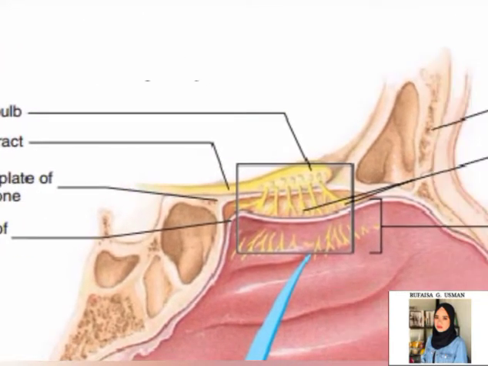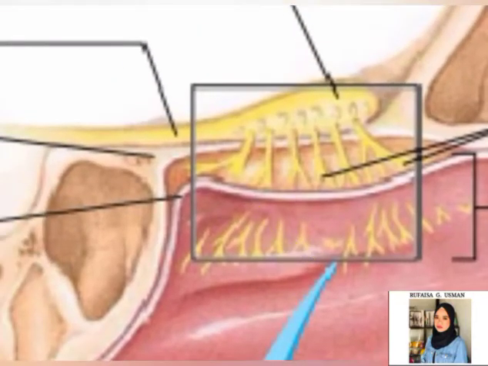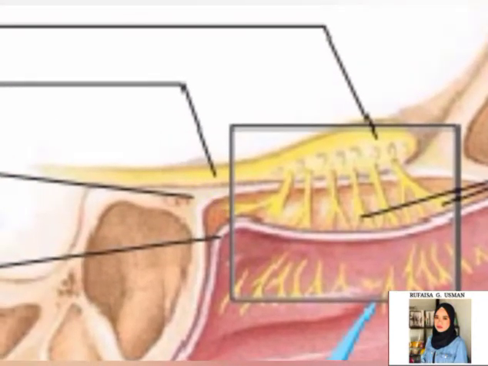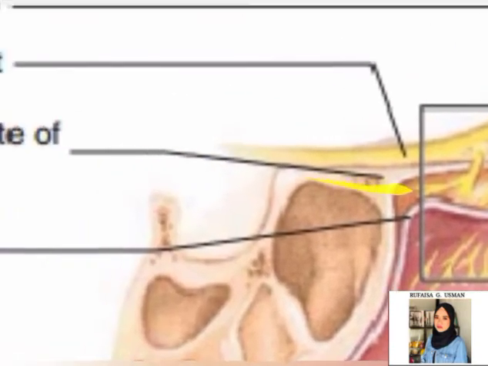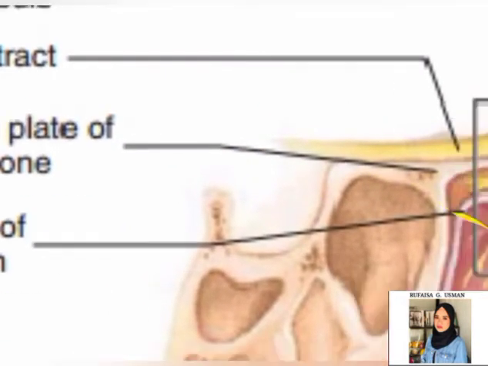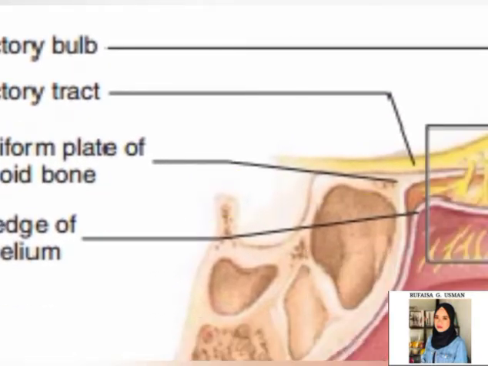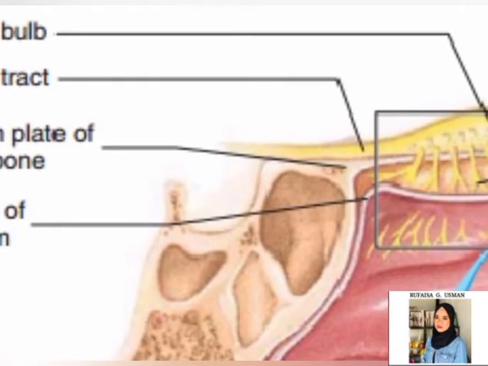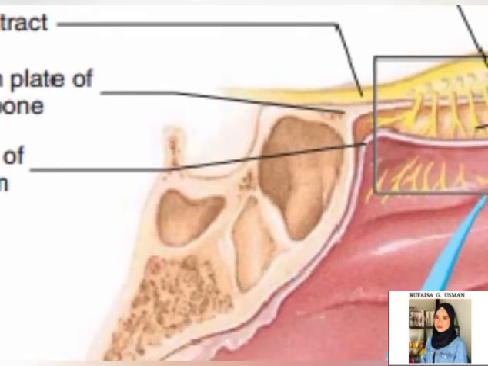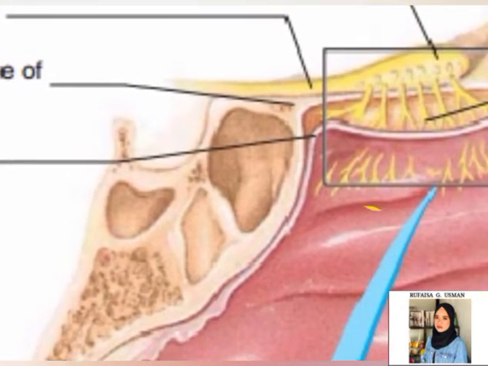Olfactory tracts, they connect the olfactory bulb to multiple areas within the center of the brain. Cribriform plate of ethmoid bone, it separates the nasal cavity from the brain. Epithelium, it refers to the layer of cells that lines all organs and glands.